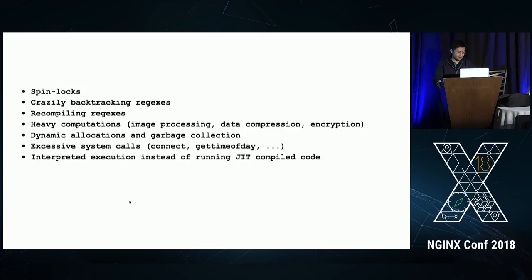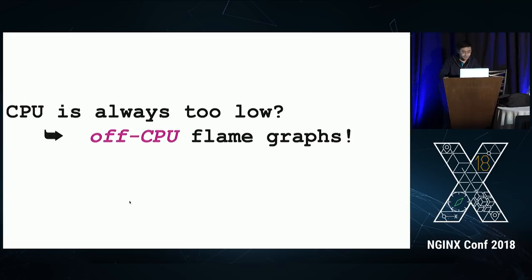So for CPU flame graphs, we can find spin locks, which take a lot of CPU time, or crazily backtracking regular expressions if you are using a backtracking regular expression engine like PCRE, or recompiling regular expressions when you should cache the compiled results in the first place. And also there are heavy computations like image processing, data compression, decryption, encryption, or dynamic allocations and garbage collection. This applies to C and Lua and other languages' VMs, and also excessive system calls like connect, gettimeofday, or your Lua code being interpreted instead of JIT compiled can also lead to slow performance.